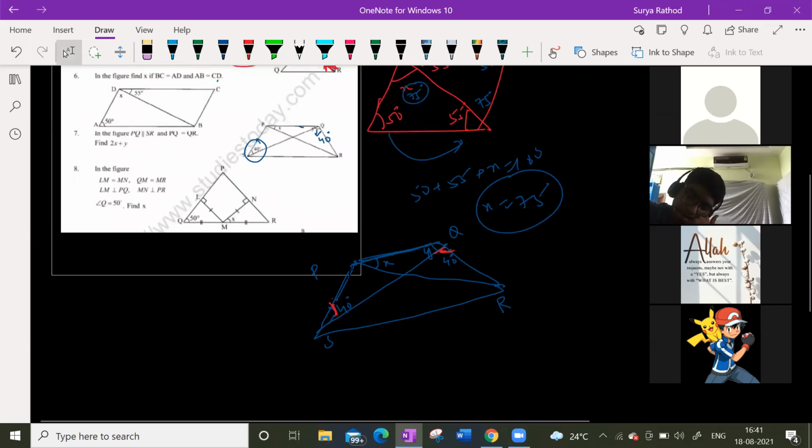Very simple, very simple. Let's see who's going to give the first answer. 40 plus X is equal to 180, right? No, 40 plus X plus Y is equal to 180.